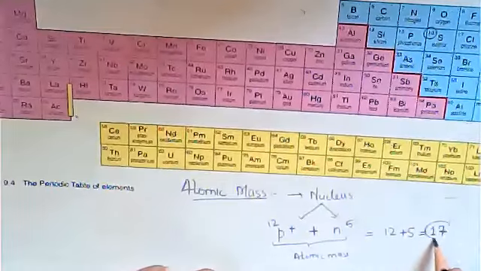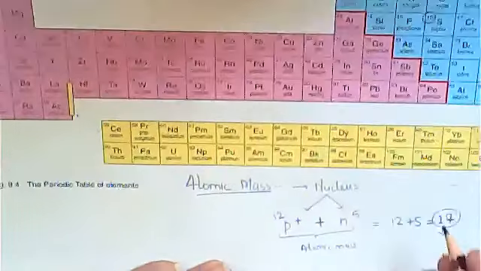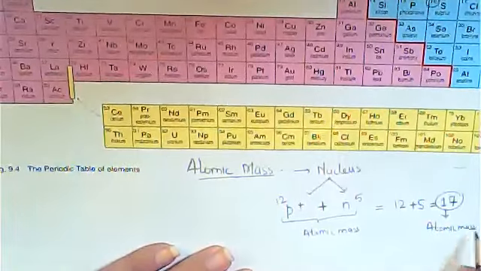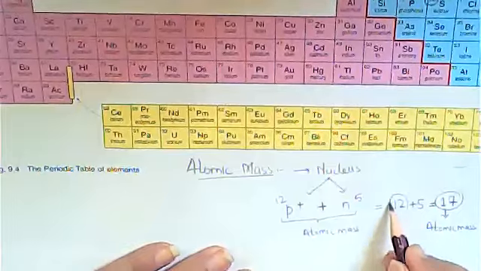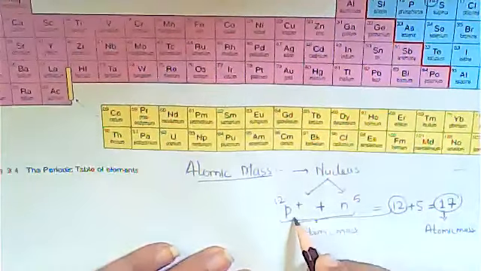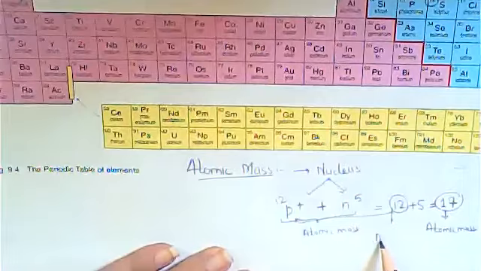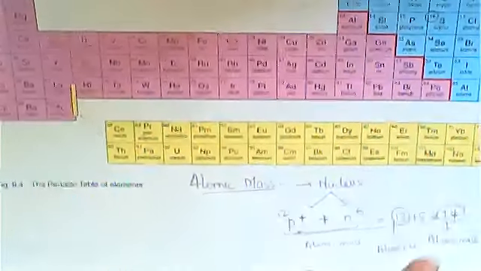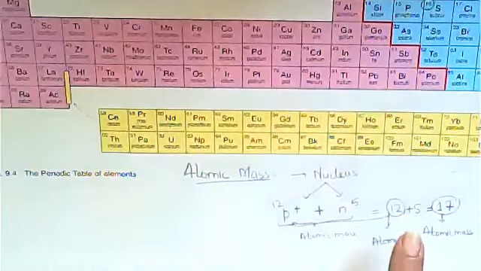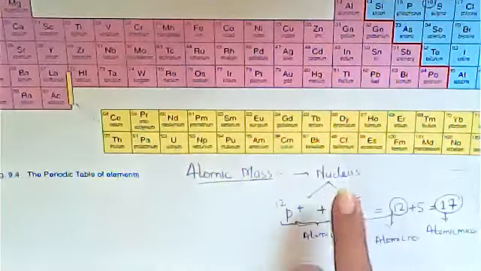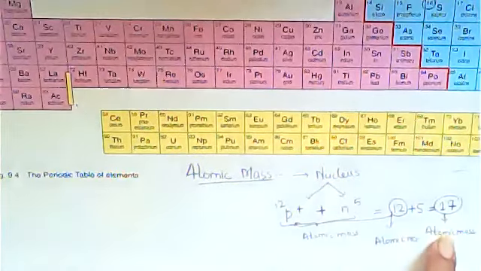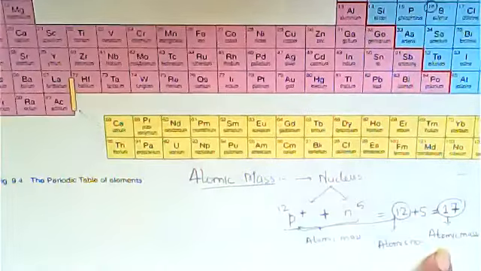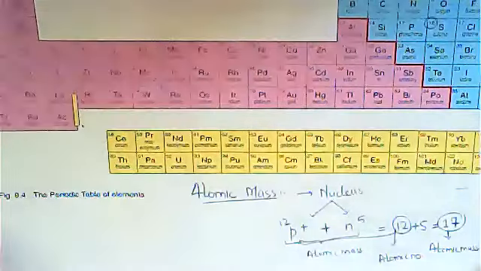So basically this 17 is the what? This is atomic mass, and this 12 is the number of protons. So this 12 will tell you the atomic number. The number of protons is the atomic number, and the sum of protons and neutrons present inside the nucleus is called atomic mass. So this is atomic number and this is atomic mass. Understand? Is it clear?